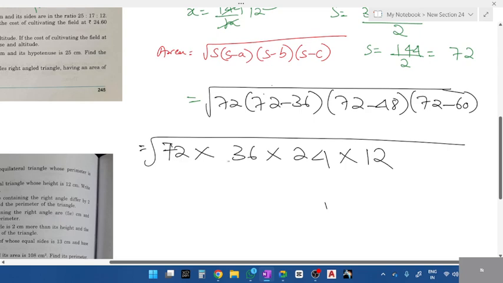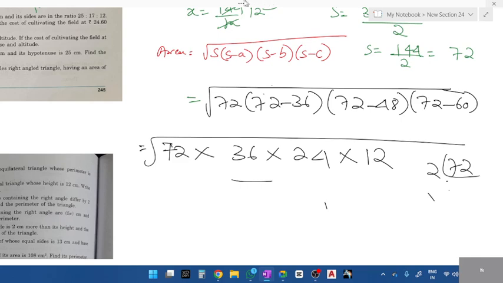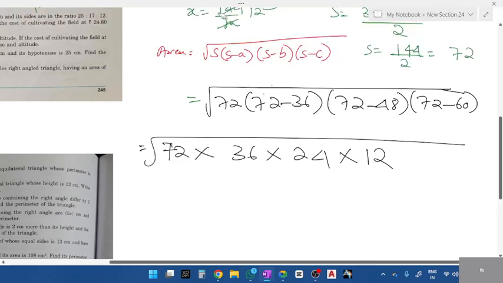Out of these four numbers, look here, stop writing here. If you try to do 72 into 36 to solve each and every question, it would take a lot of time, right? I'll teach you a calculation trick here. Look here. Which is the perfect square out of these four numbers?